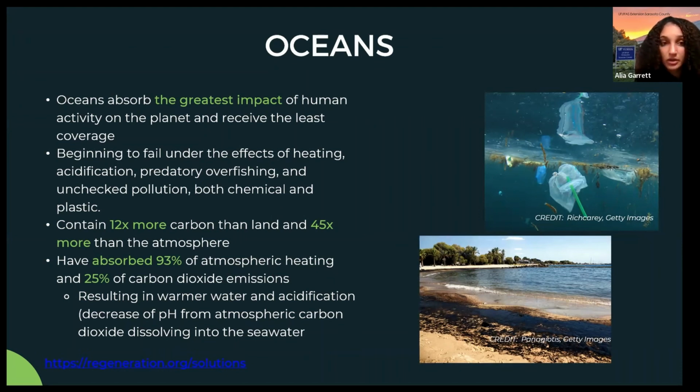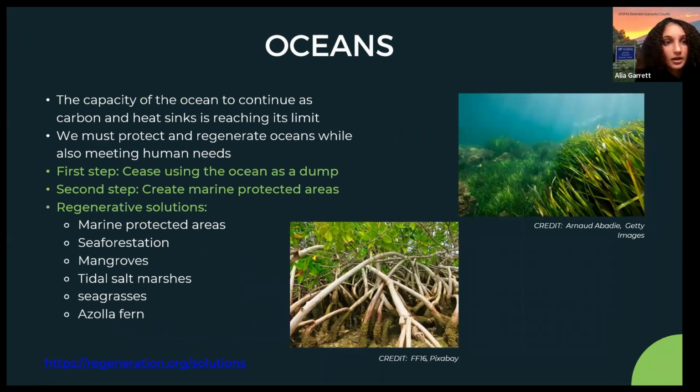But absorbing all of that carbon results in warmer water and acidification, because of the decrease of the pH from the atmospheric carbonization, or carbon dioxide dissolving into the seawater. The capacity of the oceans to continue as carbon and heat sinks is reaching its limit. So we must protect and regenerate our oceans while also meeting human needs. The first step is to cease using the oceans as a dump. And the second step is to create marine protected areas.